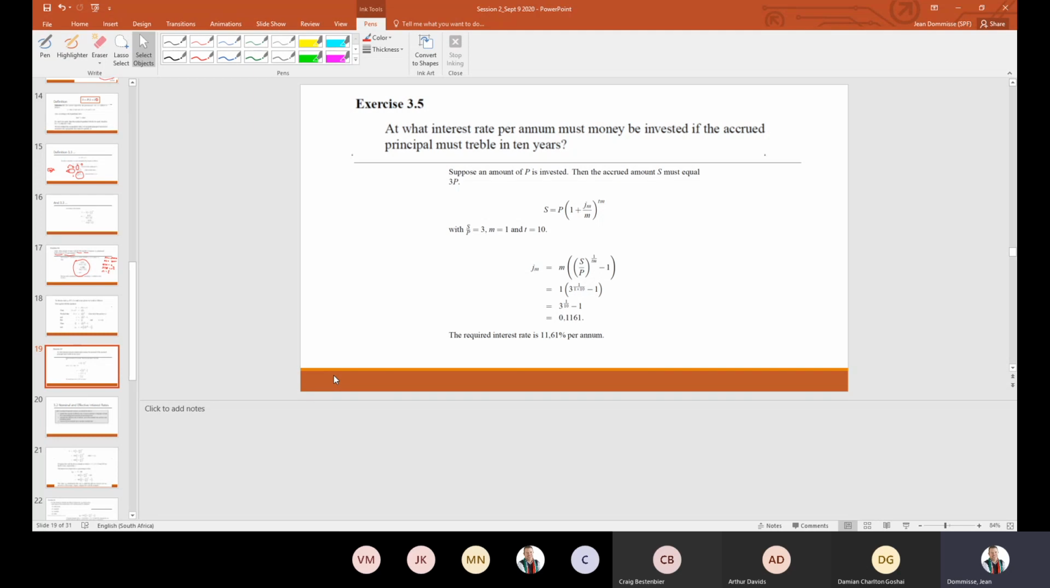But in this one, you can actually decide what you want to use for your future and your present value. So if we look at exercise 3.5, what I normally do is to say, okay, let's make my present value 1,000. And I put that into my calculator. Then the amount of money needs to be tripled. So I know that if my present value was 1,000, my future value will be 3,000.